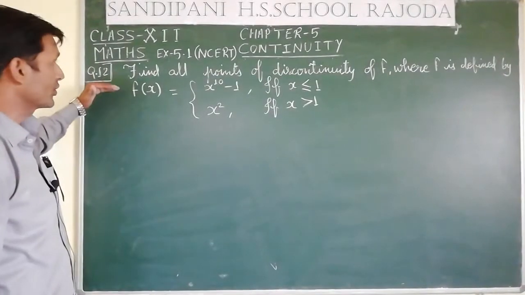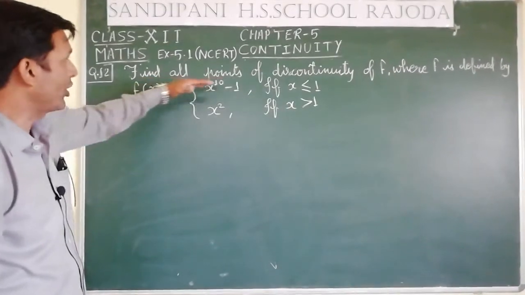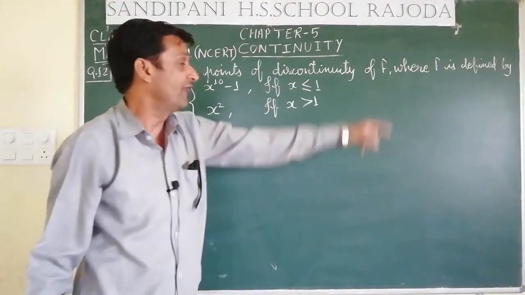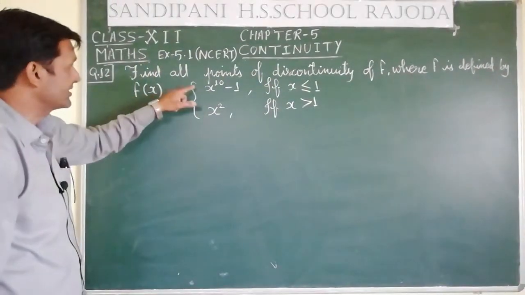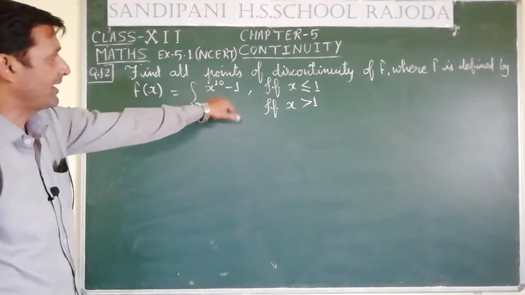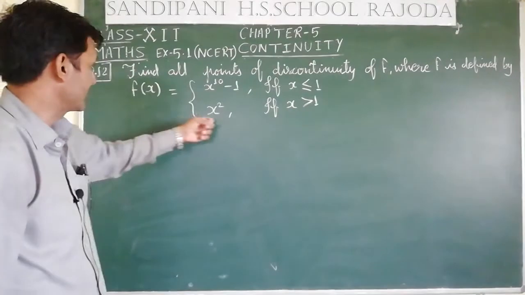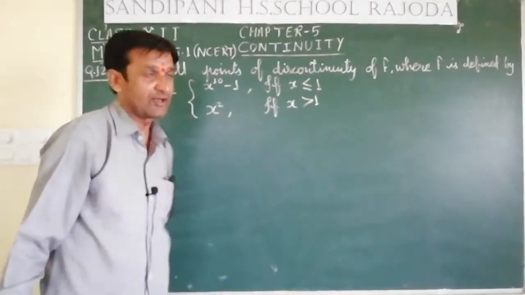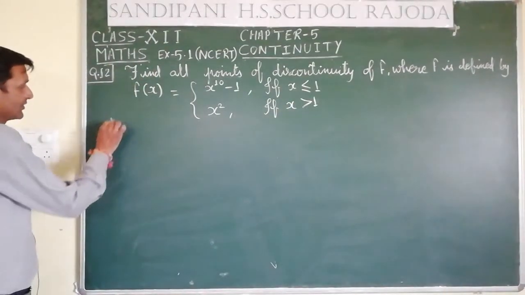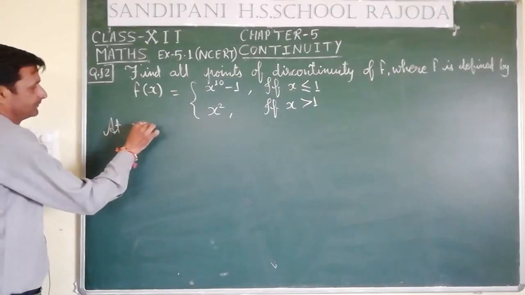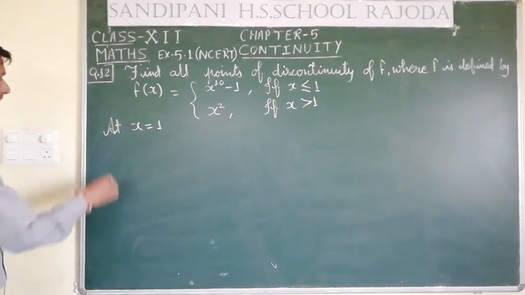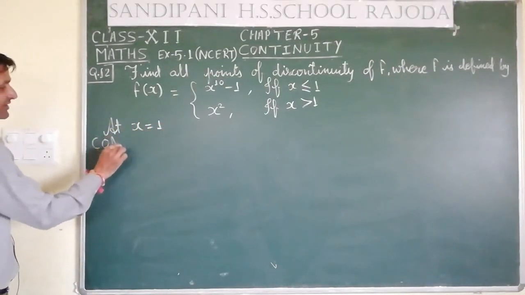Again, now question number 12 we are discussing. Find all points of discontinuity of f, where f is defined by f of x is equal to x raised to the power 10 minus 1 if x is less than or equal to 1, and f of x is equal to x square if x is greater than 1. So at x is equal to 1, we are applying the continuity test.